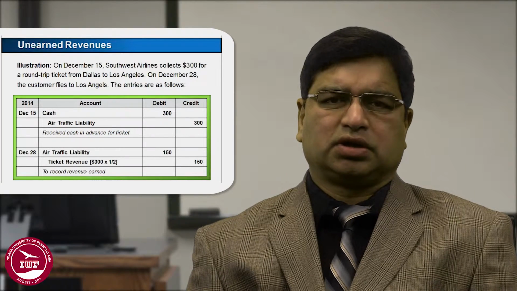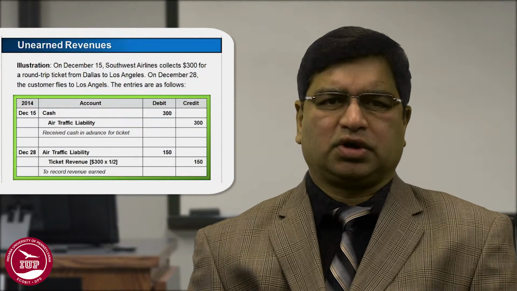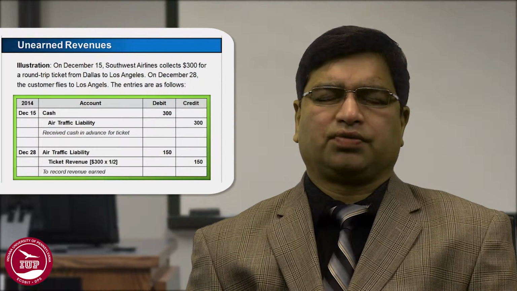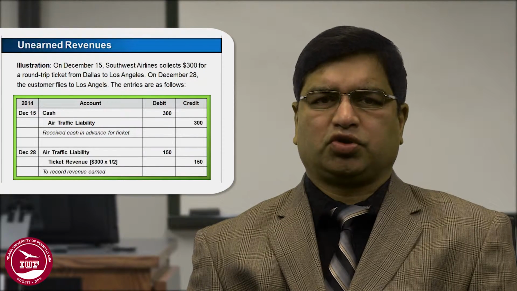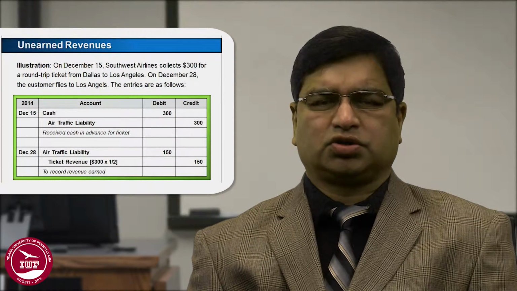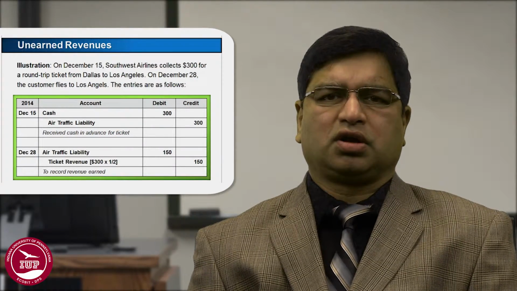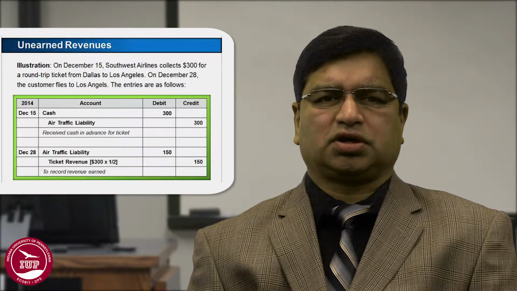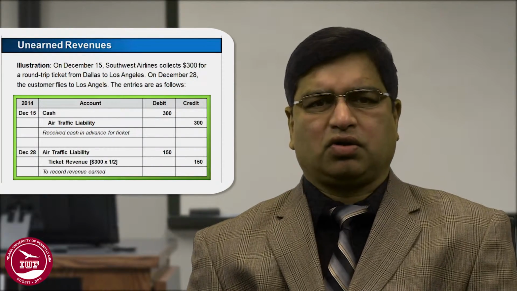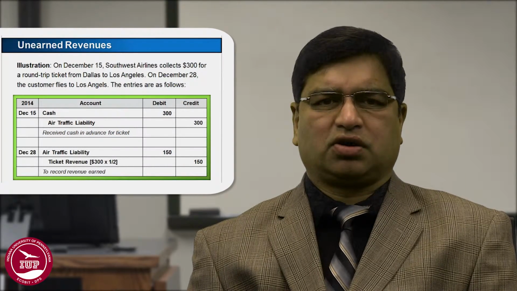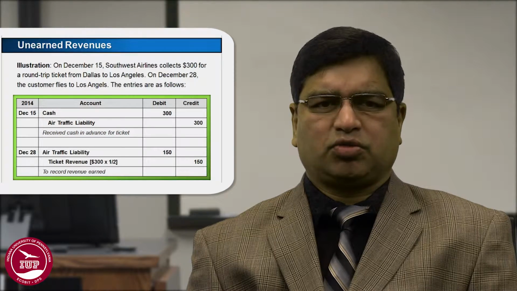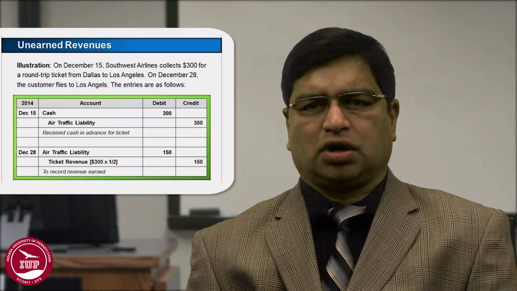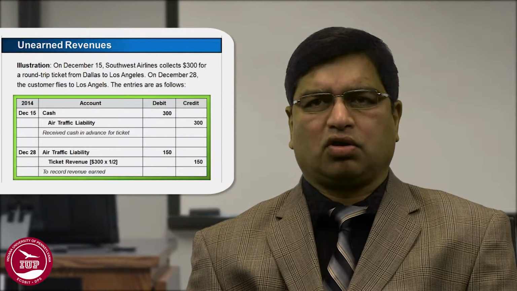On December 28th, the customer flies to Los Angeles. So in this case, the sale or the money was received on December 15th. However, the first part of the service was provided on December 28th. So out of $300, one leg was done on December 28th for $150. So on December 15th, you're acknowledging that you have received cash of $300 and you have got an air traffic liability of $300, which is created.